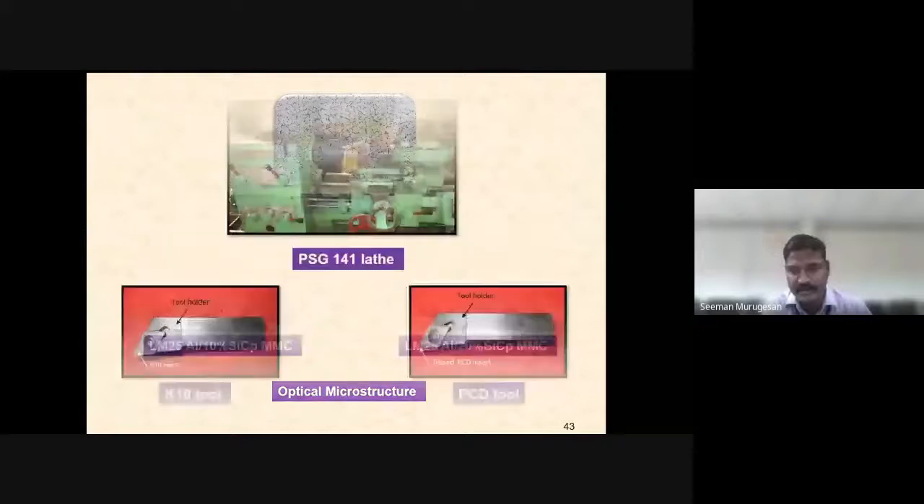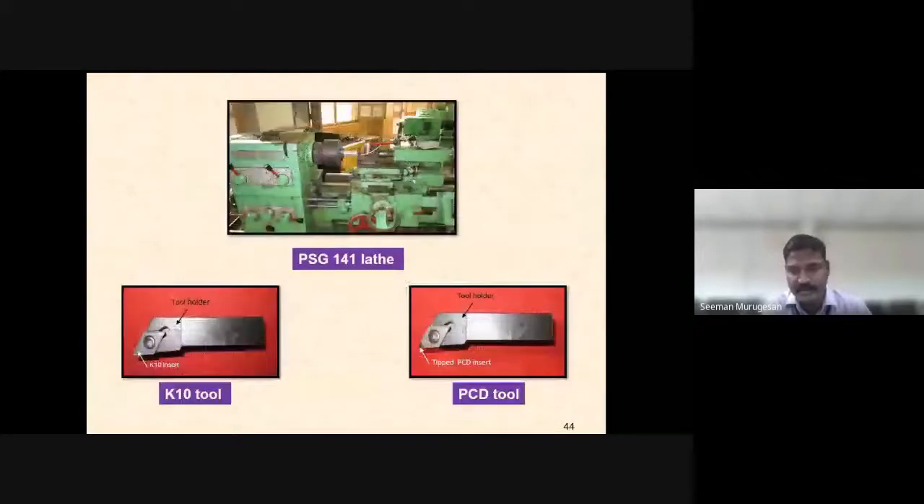A PAG 141 lathe is used for the experimental purpose. This is a preamplifier. The sensor is fixed on top of the tool, as I show in the next diagram. This is the K10 tool with the tool holder, the tool insert. This is a tipped PCD insert. This tip is called the PCD tool.